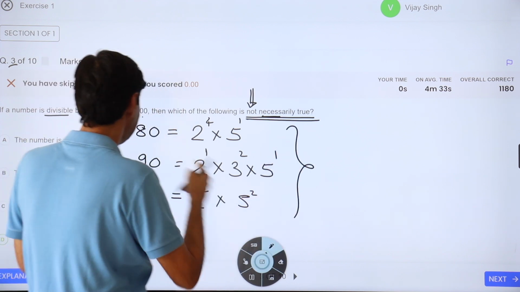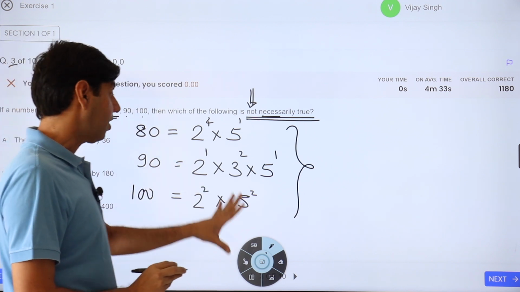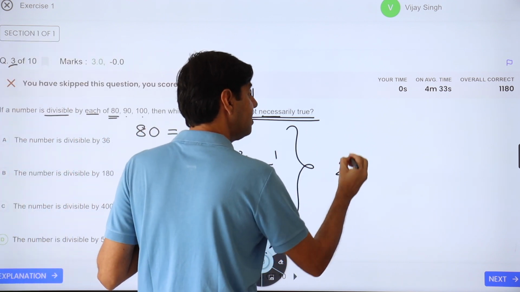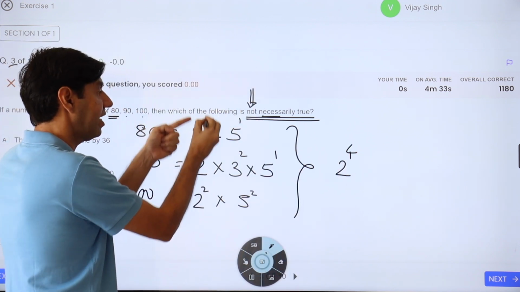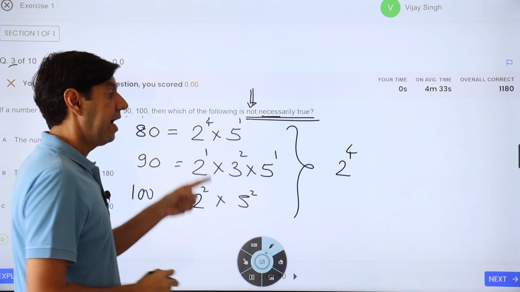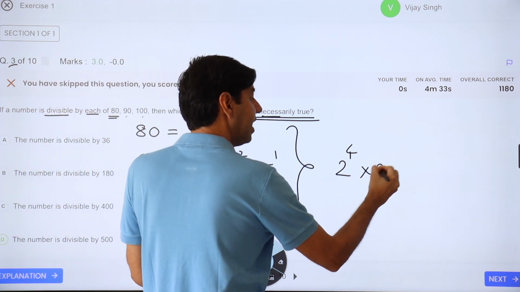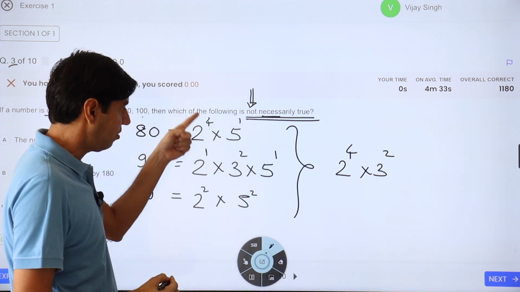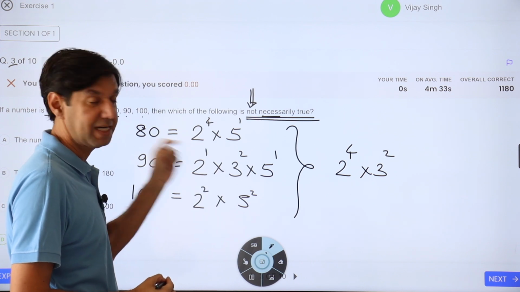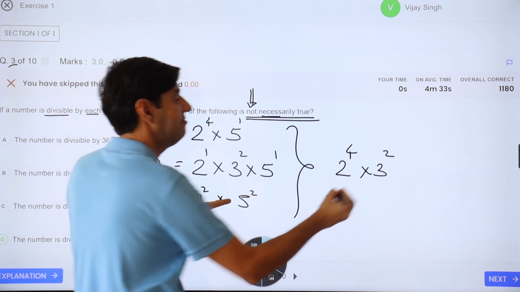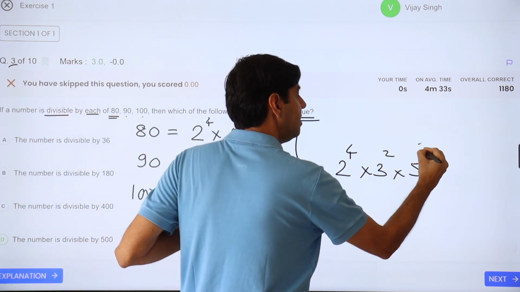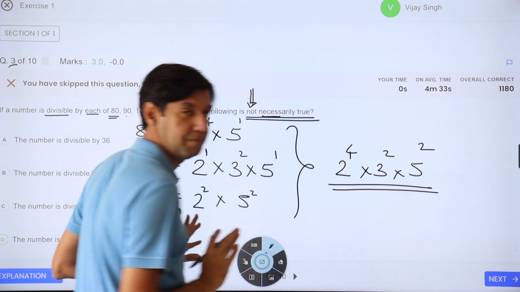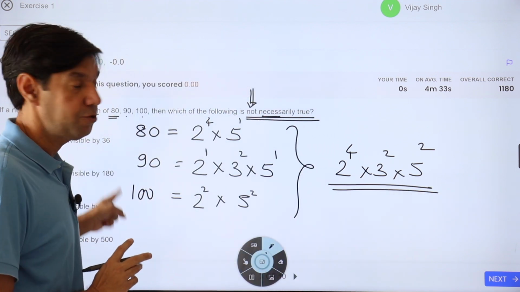So if it is divisible by all of these, what I'm certain of is it is definitely divisible by 2 raised to 4. It is definitely divisible by 3 square. The highest power of 3 is not present in the others, but it's present here. And the highest power of 5 is 5 square. So it is divisible by this number. Rest I'll have to check using the options.